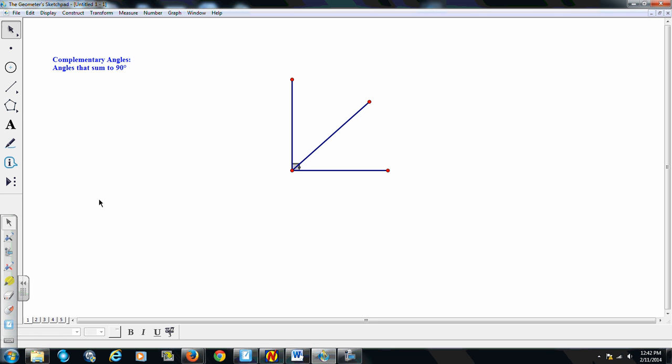First, let's review what complementary angles are. These are angles that sum to 90 degrees. We can see in this picture that we have a right angle, and then we have another segment that is cutting this angle into two parts. We do not know for sure that this is a bisector, so we cannot assume that. The only thing that we know for sure is that this part plus this part is going to give us a 90-degree sum.